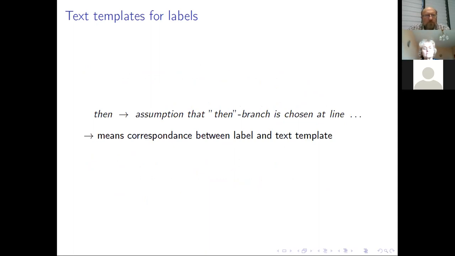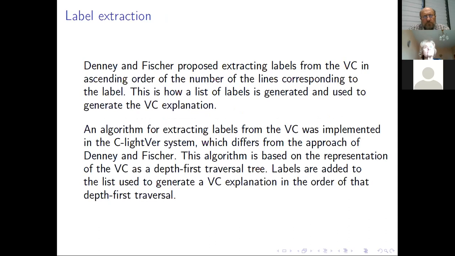But Denny Fish proposed not only semantic labels, but also algorithms for generating explanations of verification conditions. Denny Fish suggests using special text templates for semantic labels. We may extract labels from the verification condition and create a list of semantic labels. For each element of this list, we may write a text template. And then we may obtain text in natural language.